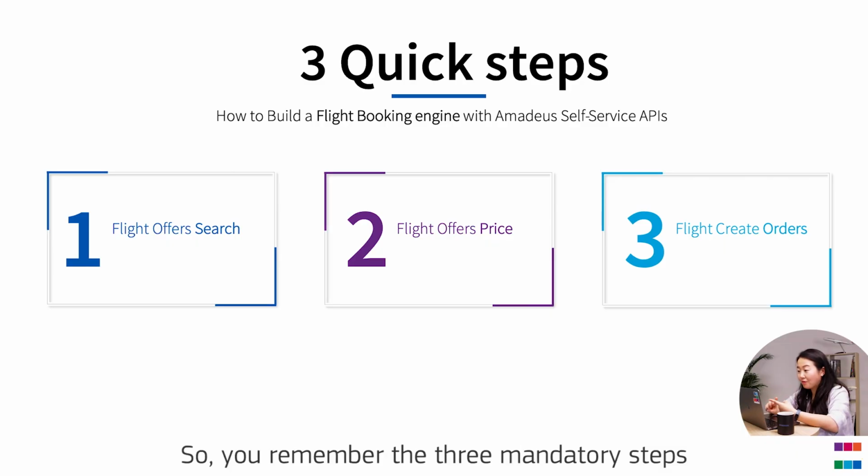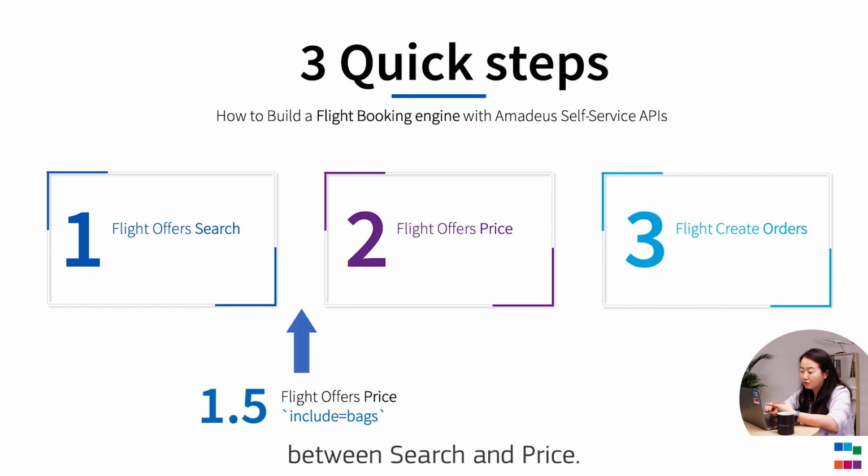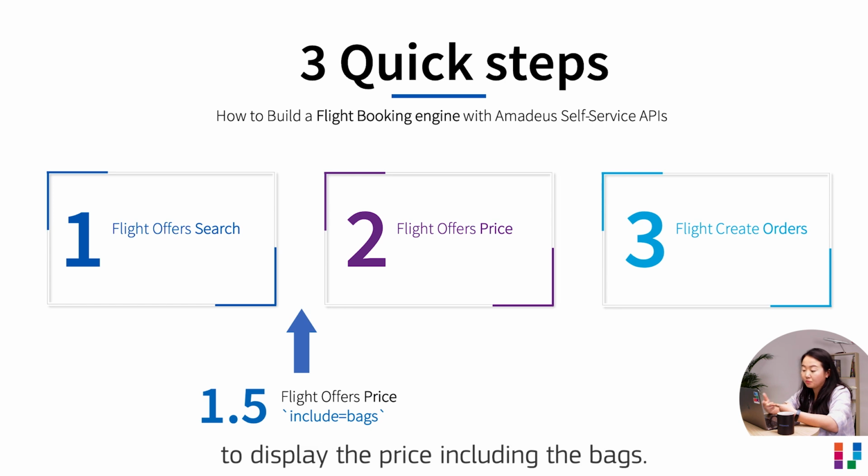You remember the three mandatory steps of the flight booking engine: search, price, and orders. In order to display and upsell your additional baggage, there's one small step required between search and price. You're going to price first with the include bag tags to display the price including the bags. So let's have a look with Postman.